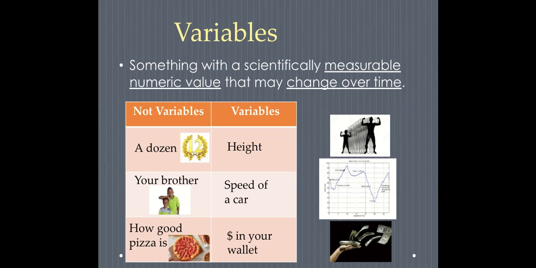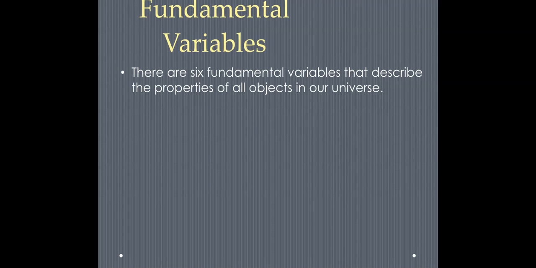Now, why do we care about these variables? Well, there's this key idea. There are these 6 fundamental variables, and in this course we'll only focus on a few of them. But these 6 fundamental variables describe properties of all objects in our universe. These are the main ones that we can use to describe a lot of different situations in our universe.